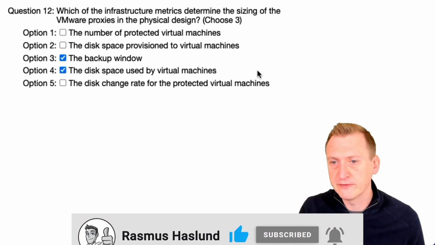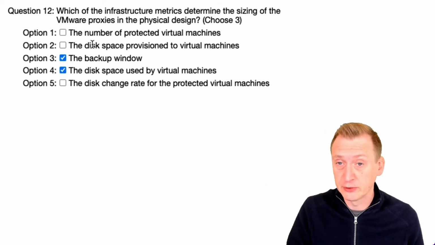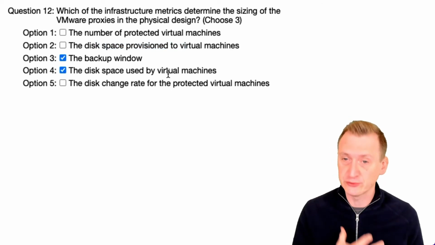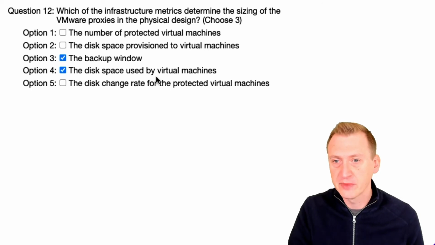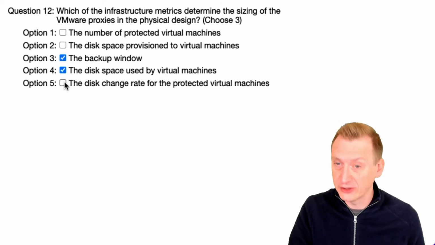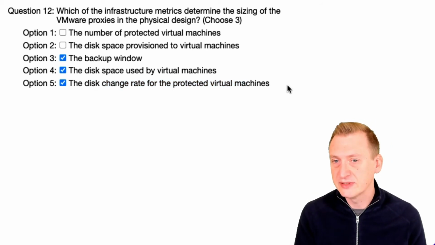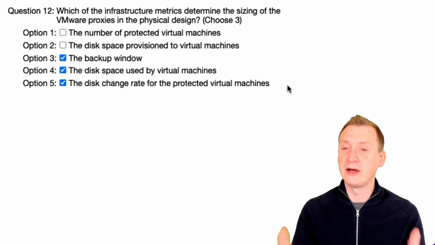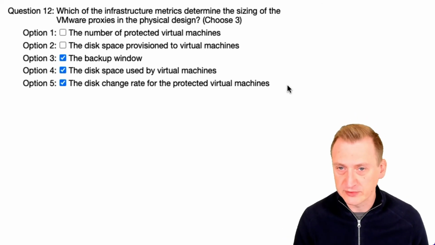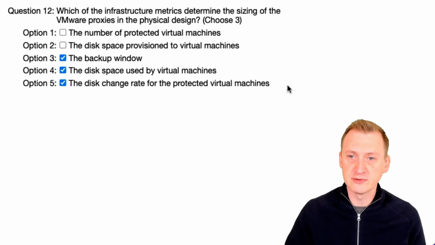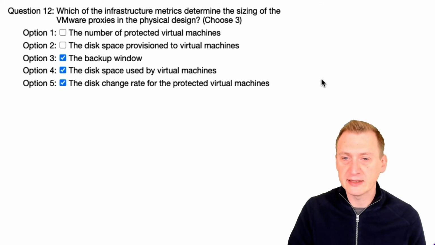Disk space used by virtual machines, yes, as opposed to provisioned, how much is actually being used, how much do we actually need to extract, and since we are most likely not doing full backups every day, we would also want to know something about the change rate, because that tells us how much we are planning to pull out on a daily basis, most likely. So I'm going to go with options 3, 4, and 5.